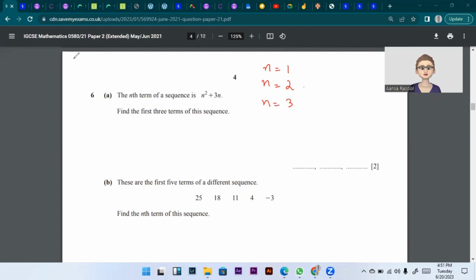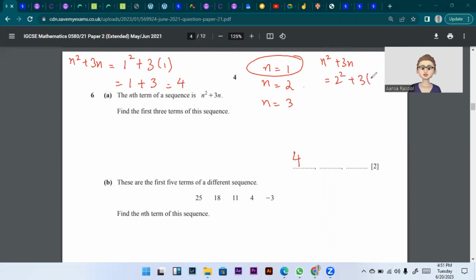The first term is n squared plus 3n. For the first term n is 1, so I substitute 1 squared plus 3 into 1. 1 squared is 1, plus 3 into 1 is 3, so 4. So the first term is 4. For the second term, I put 2: 2 squared plus 3 into 2. 2 squared is 4 and 3 into 2 is 6. So the second term is 10.